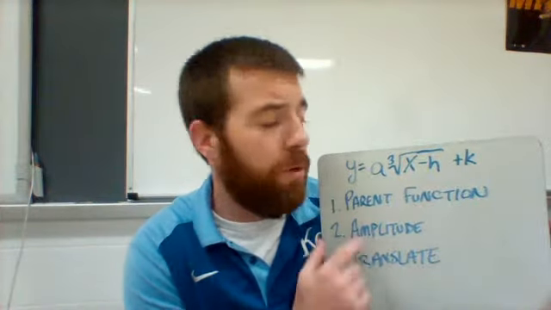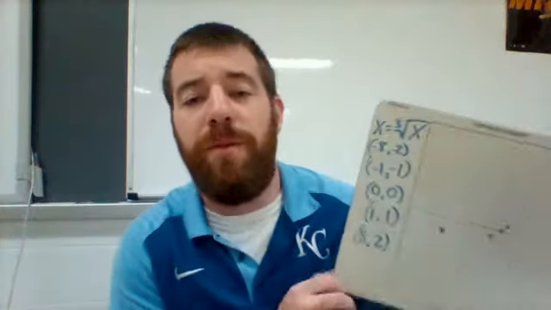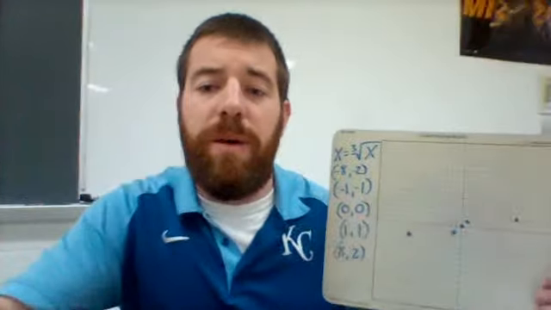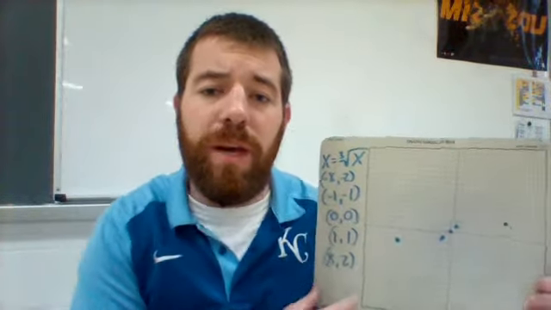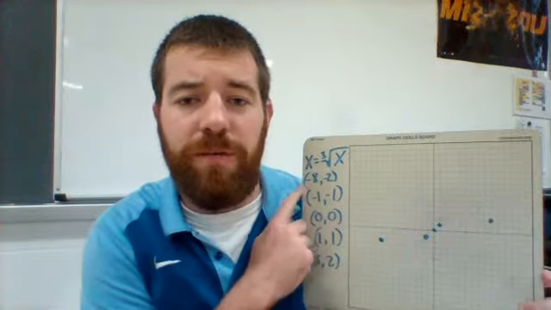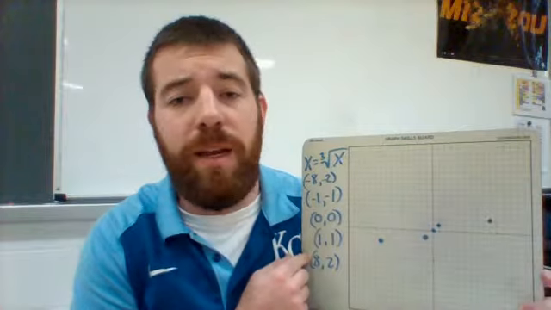Okay, so the first thing we want to do, plot our parent function. Made it really easy for you here. Okay, I went ahead and filled in the parent function. Okay, so these are always going to be the dots that you can use if you can see this. -8, -2, -1, -1, 0, 0, 1, 1, and 8, 2.